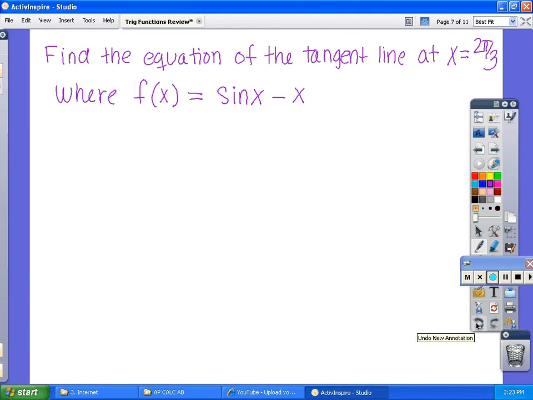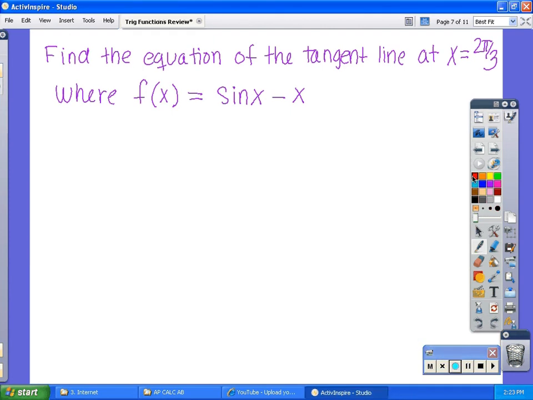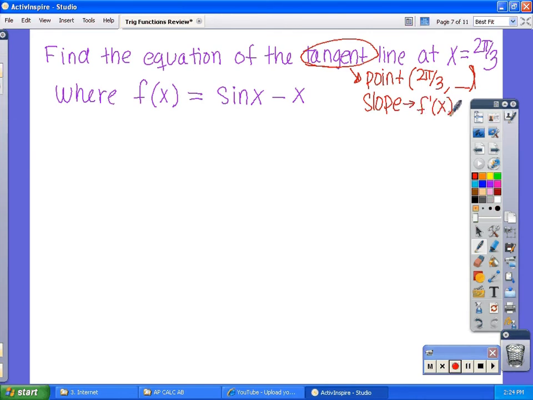So let's review one thing to start, which is we need a tangent line. For a tangent line, you need a point and we need a slope. How do we get the point? Well, we actually have half of the point. Therefore, we need the y value. The slope we get from f prime of x. And we're going to be finding this at 2 pi over 3. So these are all the pieces that I need to this puzzle.